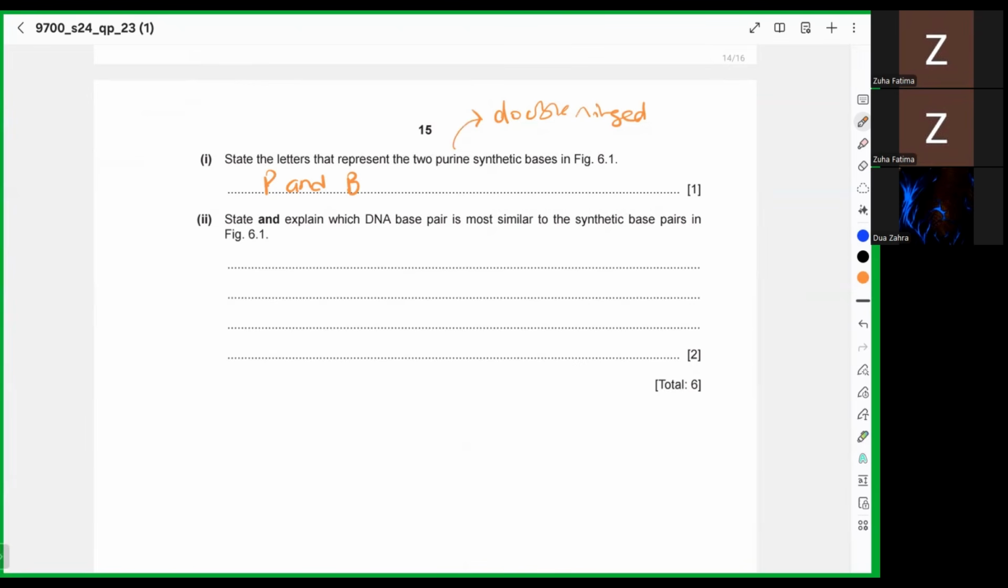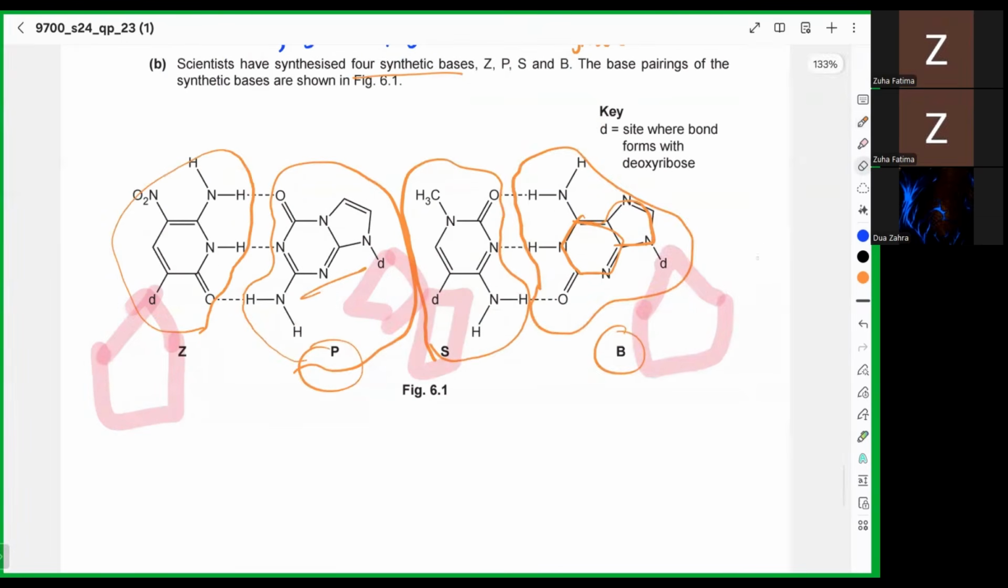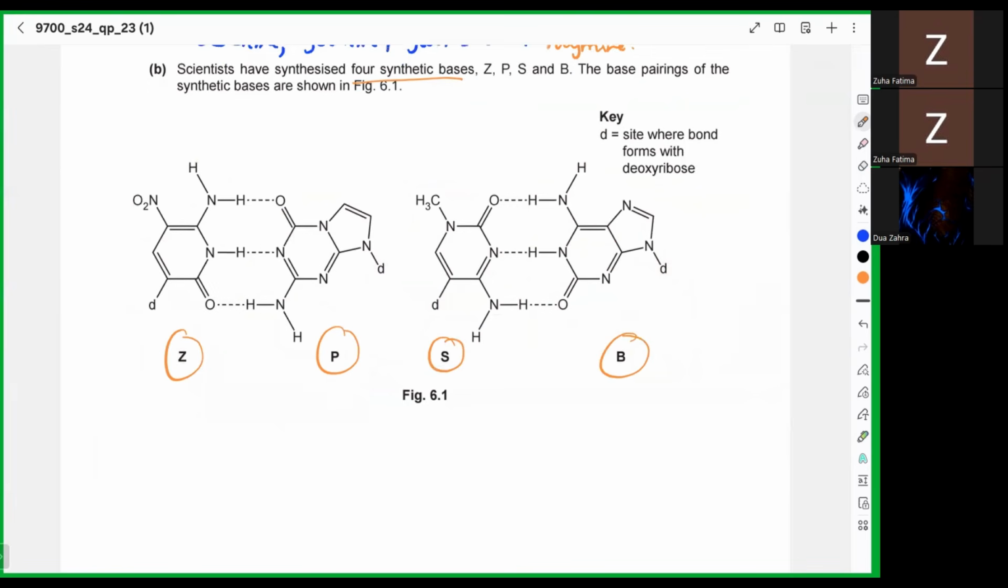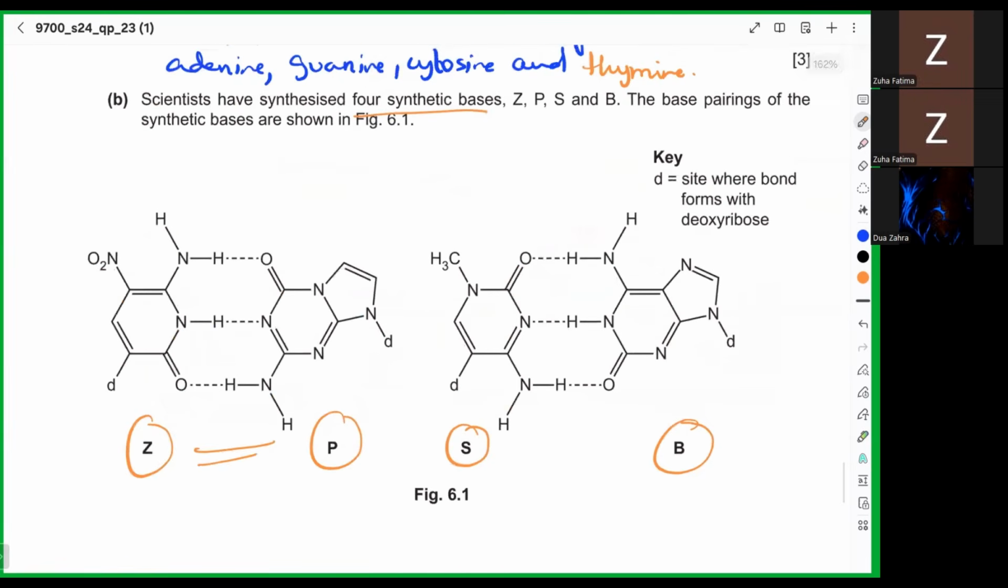State and explain which DNA base pair is most similar to the synthetic base pairs in figure 6.1. अच्छा जी. Now मैं इसको erase कर रही हूँ. हमारे पास एक बेस ये है P और एक बेस ये है Z, एक बेस B, एक बेस S. हमारे पास कितने हाइड्रोजन बॉन्ड्स हमें नजर आ रहे हैं बिटवीन दीज बेसेस? इन दोनों के बीच में कितने हाइड्रोजन बॉन्ड्स हैं? Z और P के बीच में, और S एंड B के बीच में कितने हाइड्रोजन बॉन्ड्स हैं? 3 हाइड्रोजन बॉन्ड्स, 3 हाइड्रोजन बॉन्ड्स. नेचुरल सर्कमस्टांसेस में हमारे पास कौन सी दो DNA बेसिस होती हैं जिनके दरमियान 3 हाइड्रोजन बॉन्ड्स बनते हैं?